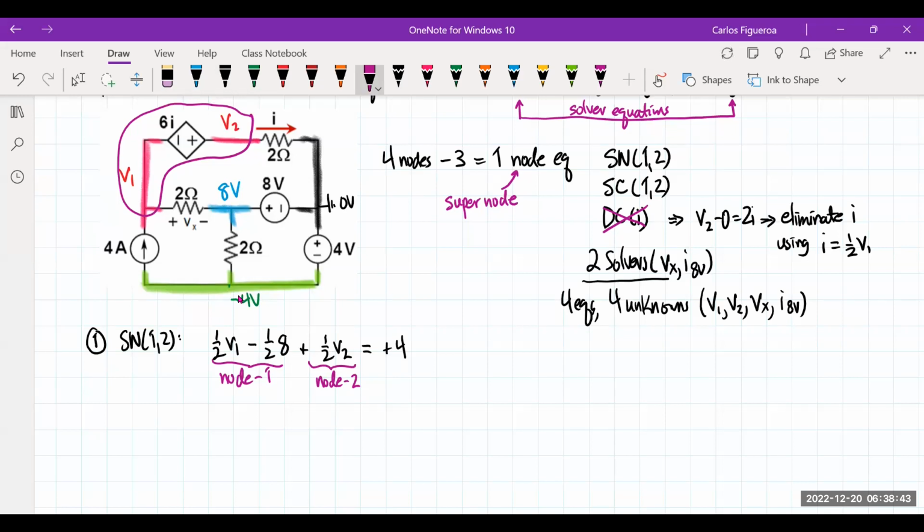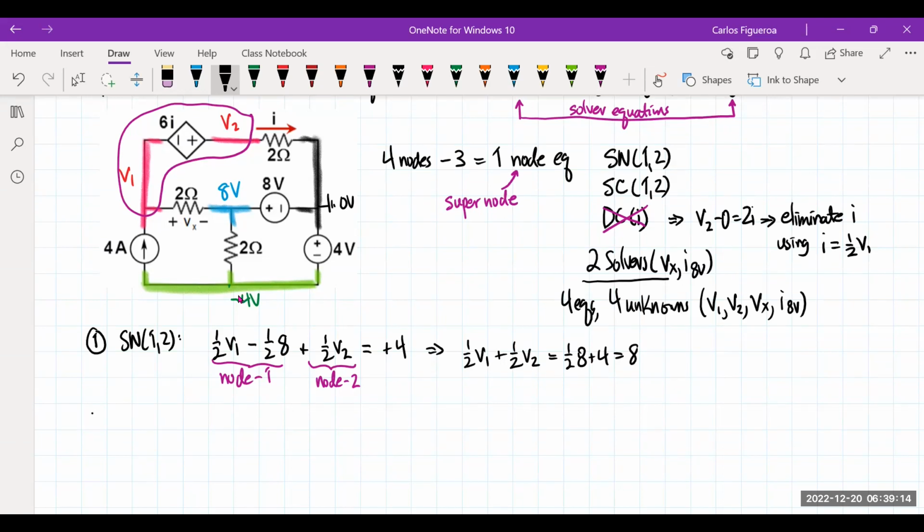Now, there's lots of ways. This is not in matrix form yet. The reason why it's not in matrix form is look at that 1/2 8. If I take this to the other side, I'm going to write it like this. I'm going to get 1/2 V1 plus 1/2 V2. And then I'm going to add 1/2 8 plus 4, which gives me 8. So that's my supernode equation right there.